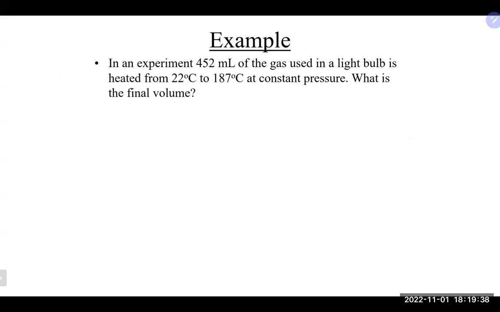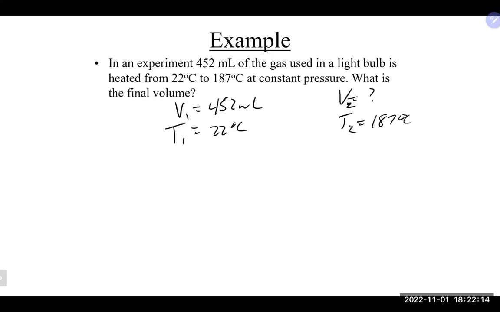Okay, so let's try another one here. In an experiment, 452 milliliters of a gas in a light bulb goes from 22 to 187 degrees Celsius. What is the final volume? We've got to do our normal temperature conversions, which is adding our 273 to both of these. That's going to give us, I think, a 460 over here.